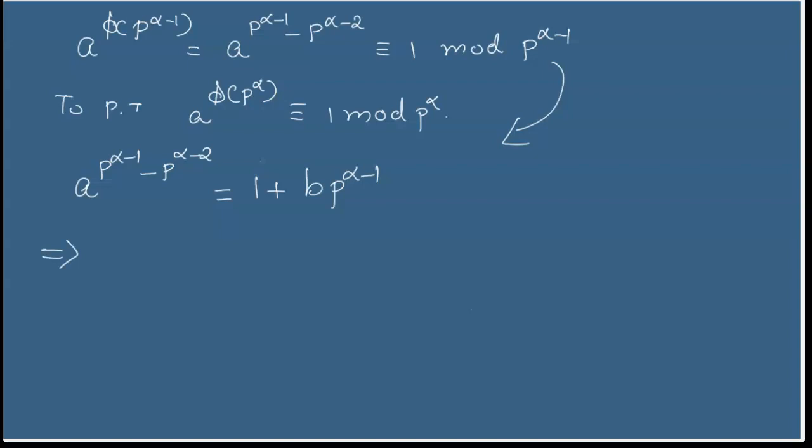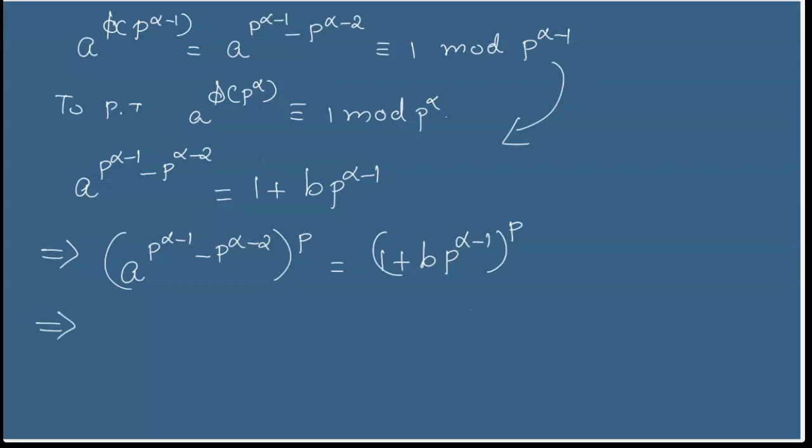Now we raise this quantity, A raised to P raised to alpha minus 1 minus P raised to alpha minus 2, to the Pth power. So that we get 1 plus B into P raised to alpha minus 1, all raised to P. The left hand side is A raised to P raised to alpha minus P raised to alpha minus 1, which is A raised to phi of P raised to alpha itself.